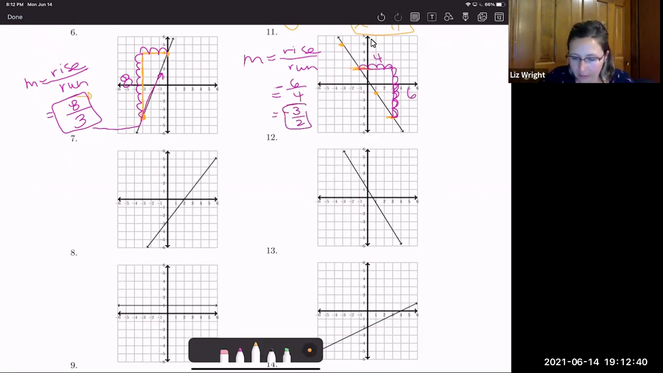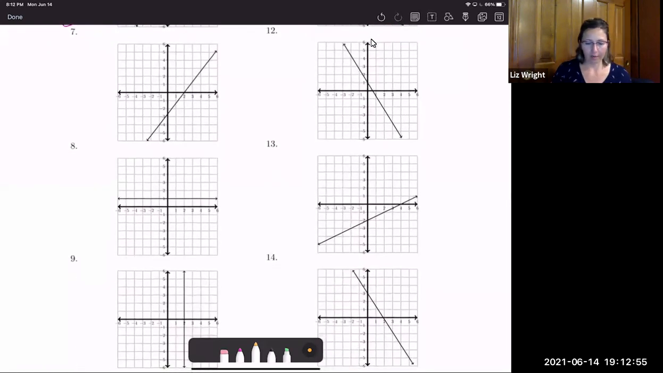And then if you want, draw a different triangle. You can go like this. You could have gone like this. I get that question too. What if I draw my triangle down, Liz? Is that okay? Sure. So we're going down 1, 2, 3, right, 1, 2. So maybe you did it that way, and that's -3/2. It's the same thing. All right, let's try some more.